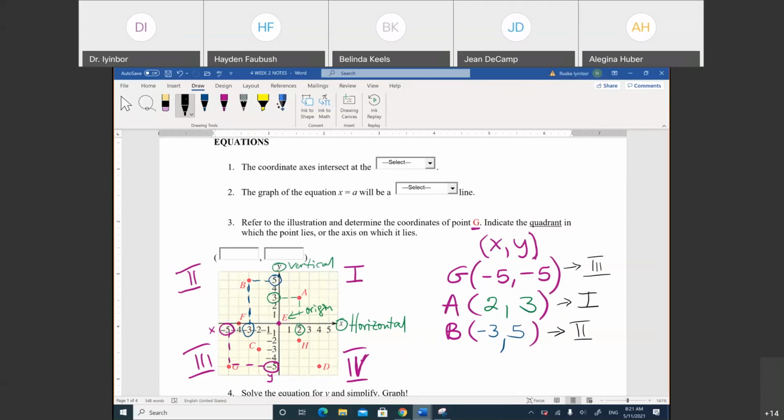Now let's answer number 1. Number 1 is asking the coordinates axis intersect at where? The answers are quadrant, x-axis, y-axis, origin, intercept. So the x-axis and the y-axis, because the coordinate axes, both of those, intercept where? At the origin. At the origin, that's right. That's your answer. The point where the intercept is called origin. Do you know what intercept means? Intercept means where they cross. Okay? So the answer is origin.